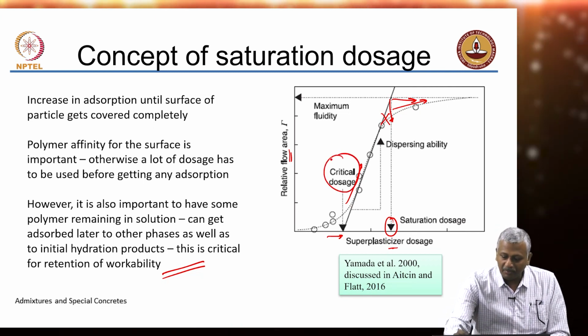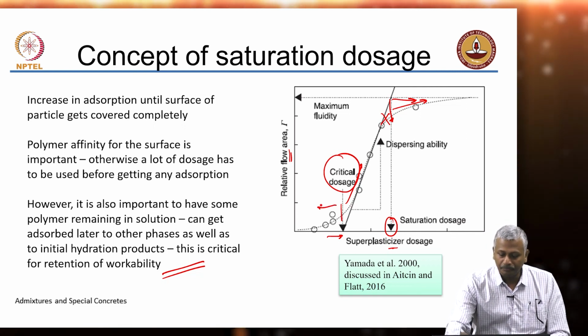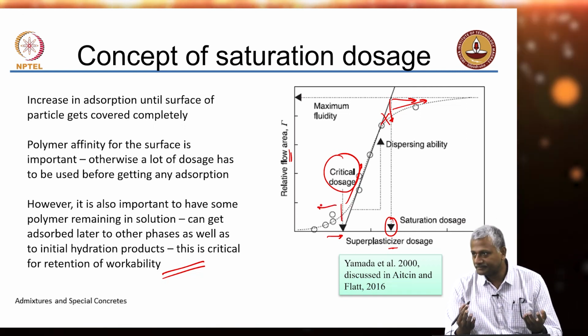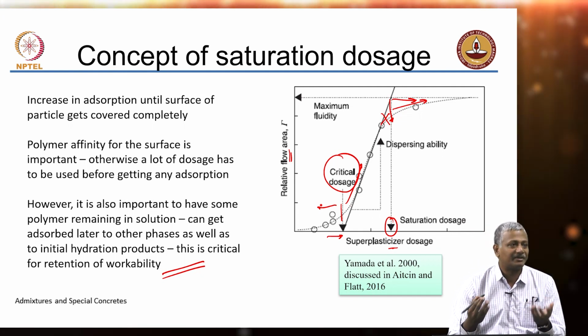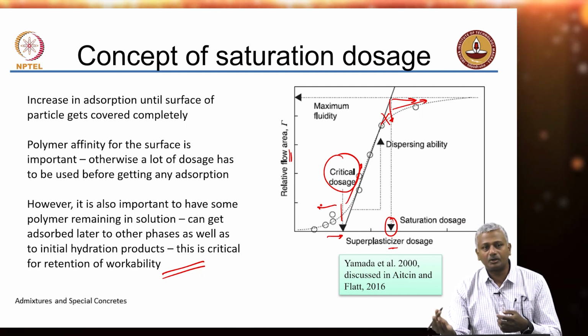Now, there is one more thing marked, which is a critical dosage. Critical means below this dosage you are actually seeing no effect at all. Your admixture is not making any effect. Now, this critical dosage obviously will depend on the type of admixture that you are using.